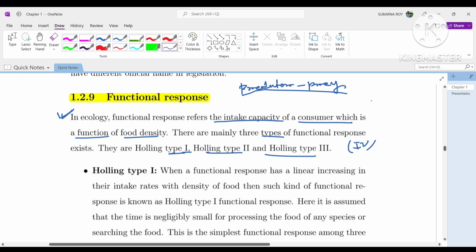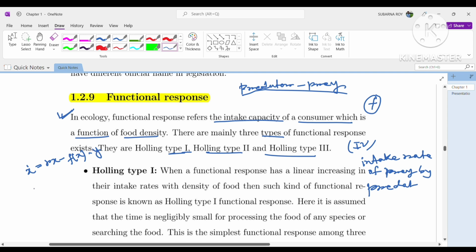First of all, functional response is a function that defines the intake rate of prey by predators. So if we consider x as the prey density, then x dot equal to r x minus a function f of x into y, and y dot equal to the conversion factor into f of x, y minus d into y. This function f of x is called the functional response, through which we define the consumption of the prey population by predators in predator-prey systems.